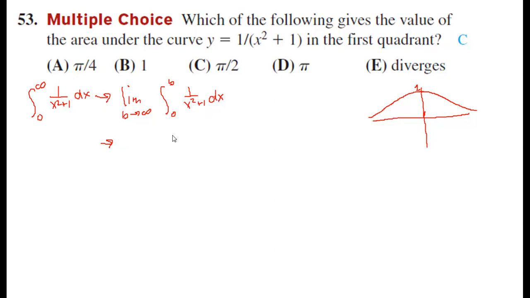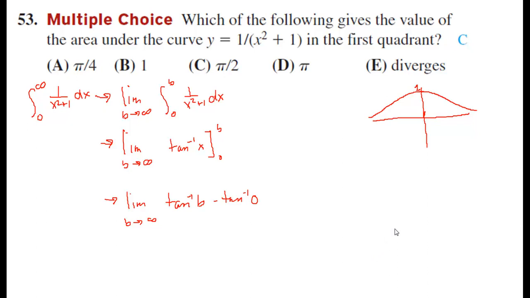We already recognize that antiderivative, or this is the derivative of the inverse tangent function, from 0 to b, which means you're getting the inverse tangent of b minus the inverse tangent of 0.